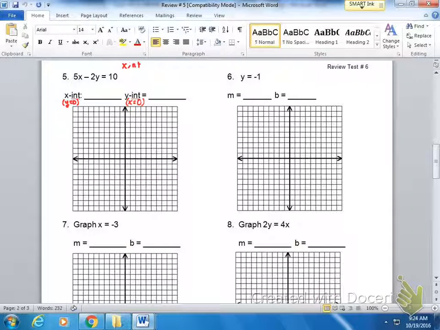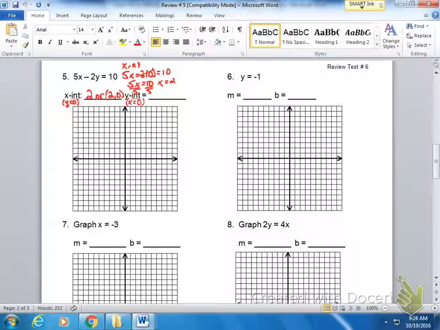So I'm going to plug in 0 for y. So I get 5x minus 2 times 0 equals 10. -2 times 0 basically goes away because it's 0, and I get 5x equals 10. I divide both sides by 5, and I found out that x equals 2. So the x-intercept is 2, or you could write the point (2, 0).